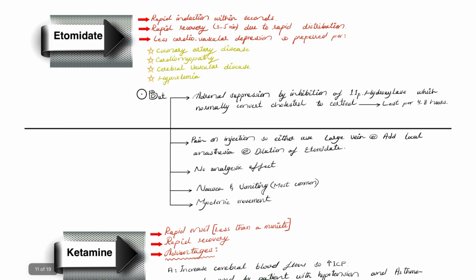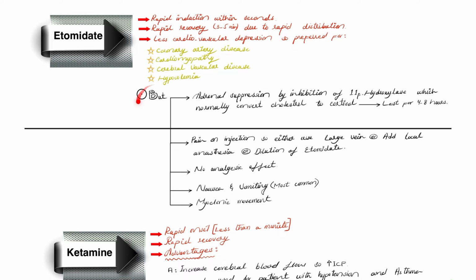The next parenteral general anesthesia agent is etomidate. It causes rapid induction within seconds and rapid recovery. 3 to 5 minutes is the duration of its action due to rapid distribution, and it has less cardiovascular depression, so it is preferred for patients with coronary artery disease, cardiomyopathy, cerebral vascular disease, and hypovolemia.